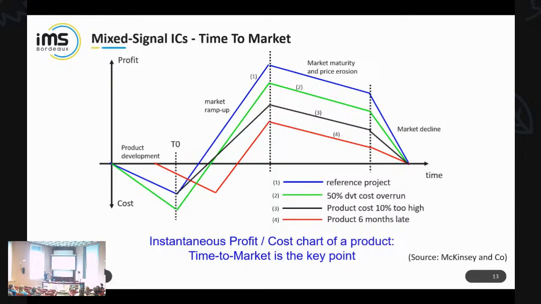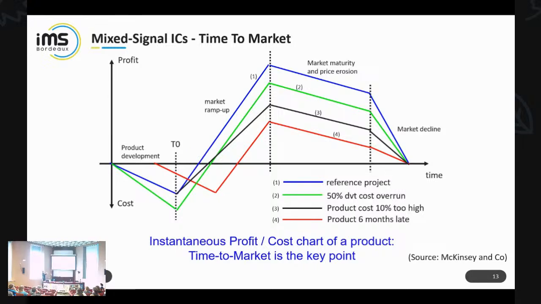And at a given moment, the market is arriving at maturity. And then the competition occurs, and then we observe a price erosion. It's really typical of the cycle of life of any given product. Most of the time, this price erosion is 12.5%. That's an estimation, of course. And then at the end of the day, a new technology arrives, and the market is just declining up to the very end. So this is a regular one, the reference one.